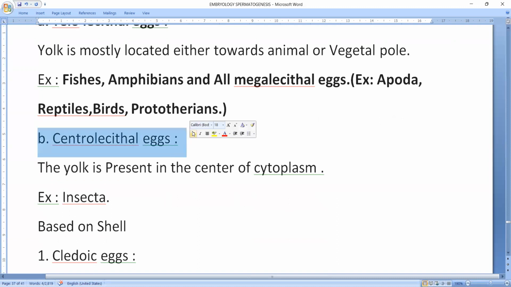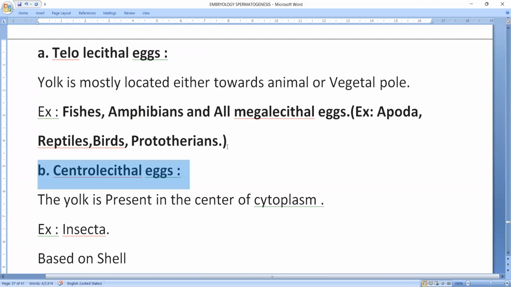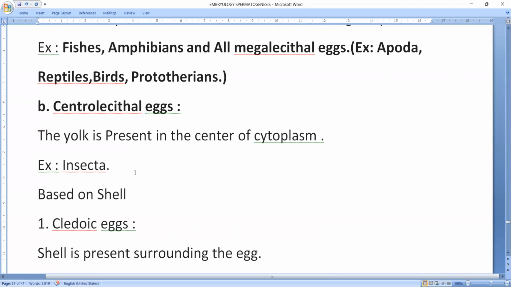I have seen this question in two exams. I didn't remember, but I remember I attempted two types, the centrolethal type of eggs.